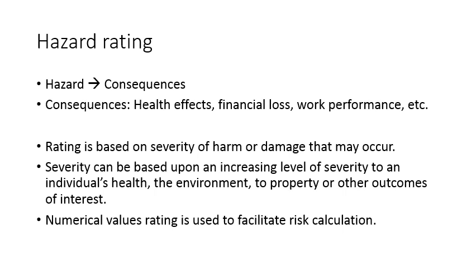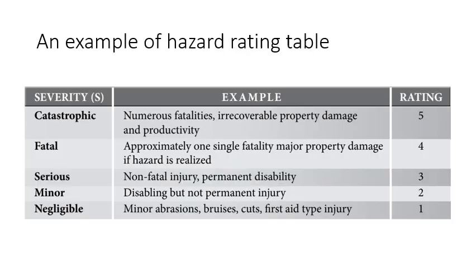Hence, we rate hazard according to the severity of harm that may occur if one is exposed to that particular hazard. And the severity rating can be based upon an increasing level of severity to an individual's health, the environment, to property, or other outcomes of interest. We use numbers in the rating to facilitate risk calculation later. This is an example of a hazard rating table. We can rate a hazard based on the severity the hazard can impose, ranging from negligible severity to catastrophic severity.